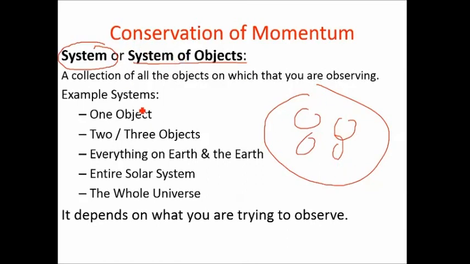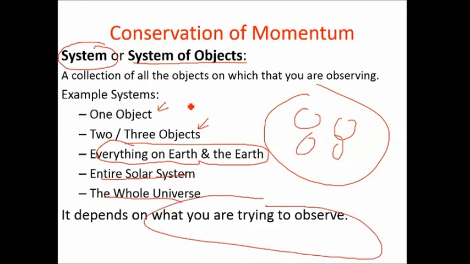Now we can pick one object to watch. We could watch two objects or three objects. We could pick to watch everything on the Earth and the Earth itself. I could watch the entire solar system. I could watch the whole universe. And it depends on what we're trying to look at.